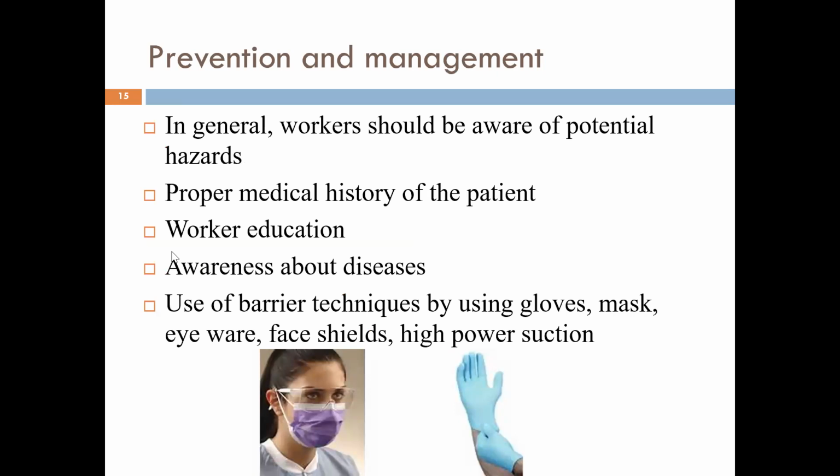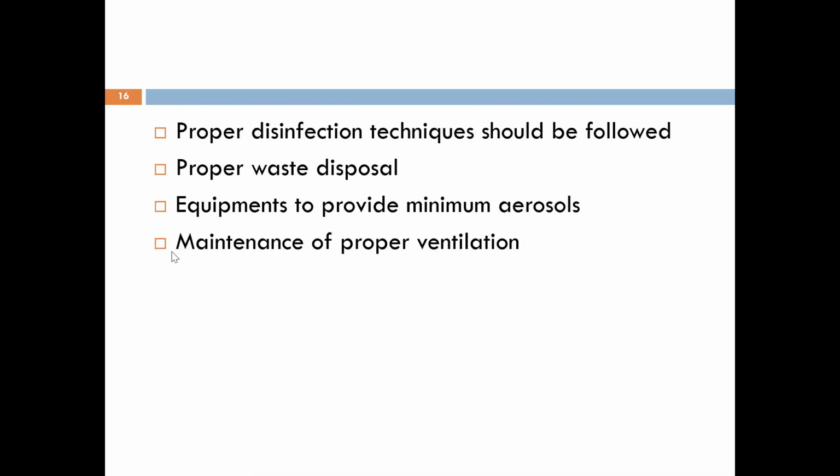How the prevention and the management can be taken. In general, workers should be aware of potential hazards. Proper medical history of the patient should be taken. Worker education, awareness about the disease. After taking the history and the treatment, you have to give the awareness about the disease to the patient. Use of barrier techniques by using gloves. You should always wear the gloves, mouth mask, eye wear, very important, face shields and high power suction.